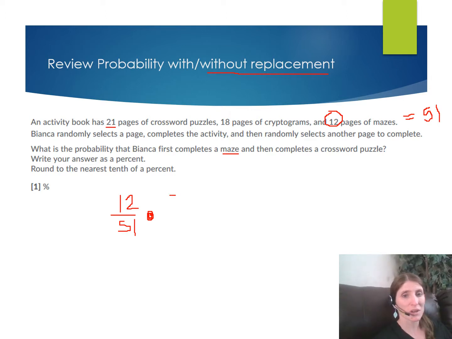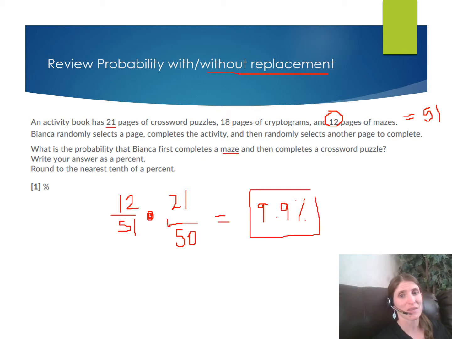There are still 21 crossword puzzles. We didn't complete a crossword puzzle the first time; we're assuming we completed a maze. But because we completed a page, there are only 50 pages left. Do you see that? When I multiply and change it to a decimal, this comes out to 9.9%, rounded to the nearest tenth of a percent. You can check your work up to that point to make sure this is what you get. Hopefully that answered the questions you had.